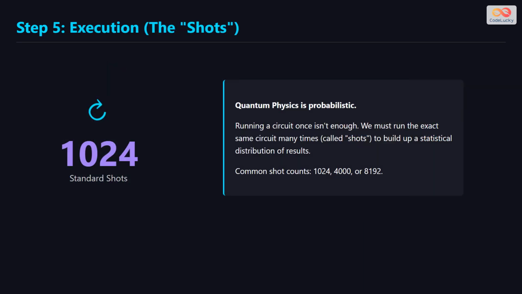When your turn arrives, the machine executes your circuit. But here is the catch. Quantum mechanics is probabilistic. If you run the experiment just once, you get a single random outcome which might not tell you much. So, we execute the circuit thousands of times, repeatedly. We call these repetitions shots. A common standard is 1,024 shots.